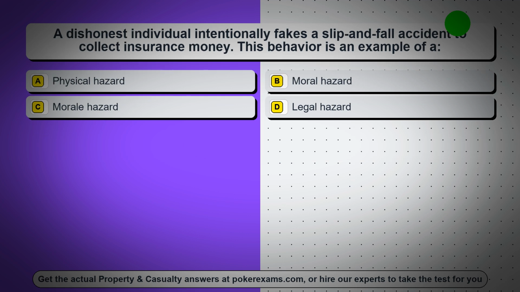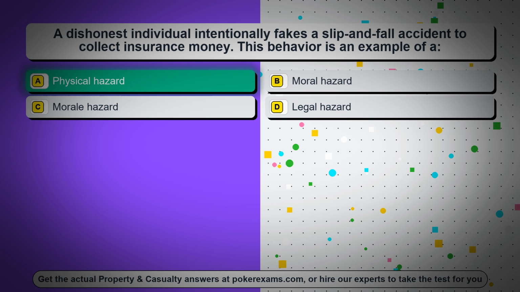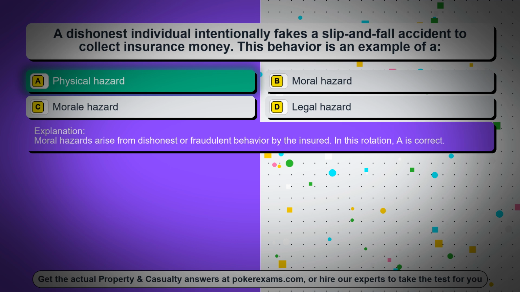Question 84. A dishonest individual intentionally fakes a slip-and-fall accident to collect insurance money. This behavior is an example of A. Option A, physical hazard. Option B, moral hazard. Option C, morale hazard. Option D, legal hazard. The correct answer is option A, physical hazard. Moral hazards arise from dishonest or fraudulent behavior by the insured. In this rotation, A is correct.